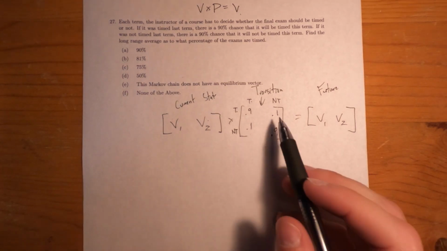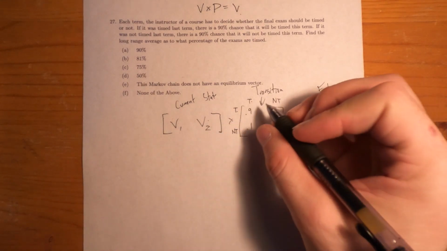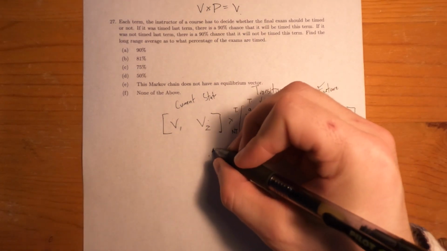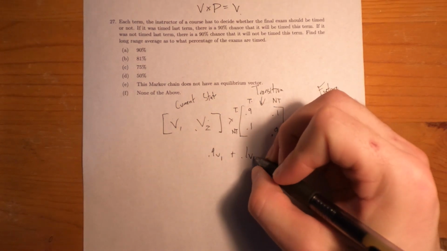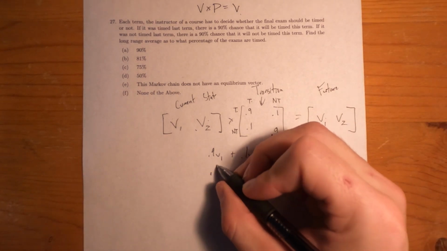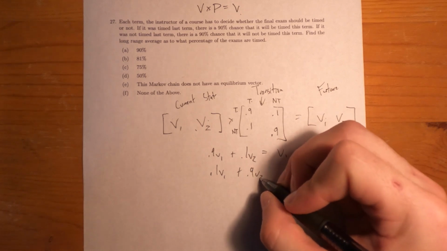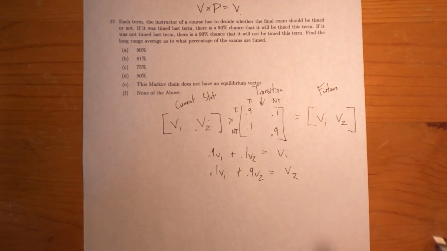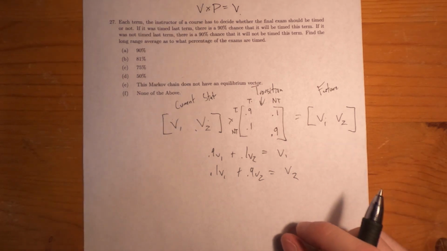So now we'll multiply in our v's, and then we'll set them equal to v. So we have v1 times 0.9, 0.9 v1, plus v2 times 0.1, 0.1 v2 equals v1. Then we have 0.1 v1 plus 0.9 v2 equals v2. So we have those two equations that we've pulled out by multiplying that all together.